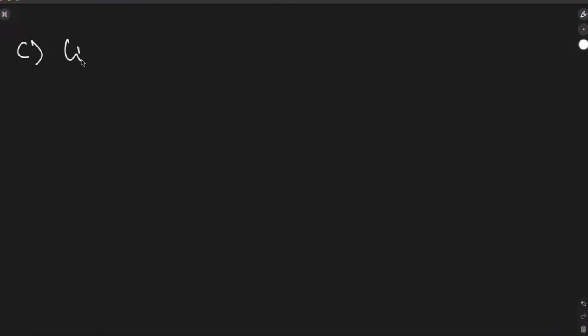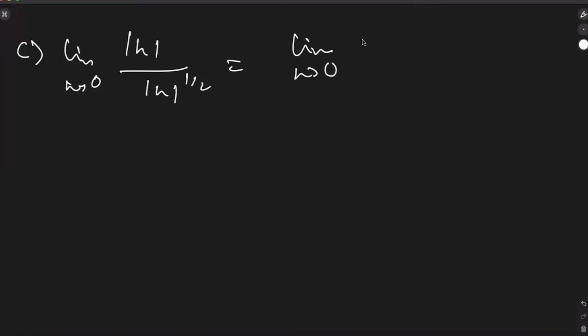So option C, limit h tends to 0, I have mod h, again mod h raised to 1 by 2. Okay, I'm just going through it quickly, so I have to tell you the solutions. If I am too slow, then mod h raised to the power of 1 by 2, putting the value equal to 0, so this exists, no need to find it. So you have another option as well. Option C is also correct.